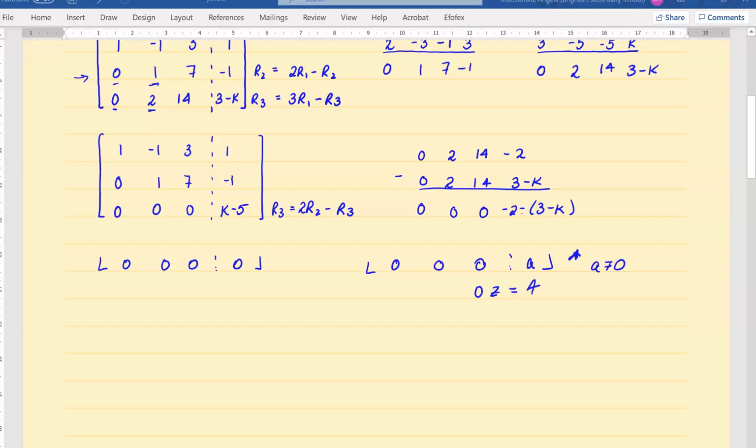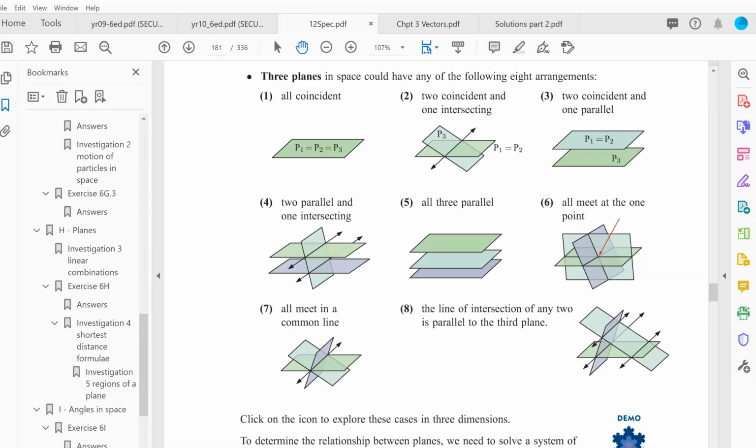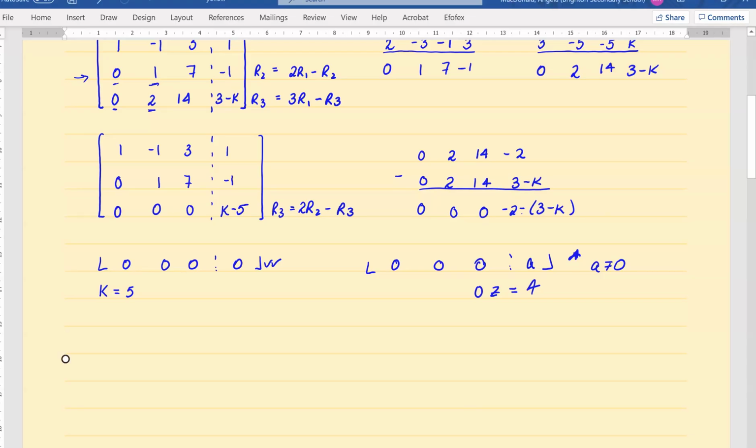All right. Now, however, when k does equal 5, what happens is we've got this situation going on here. Okay, and that's when we get infinitely many solutions. Okay, and again, what situation is that going to be? We've got non-parallel planes. So they're not parallel, but they will meet in a common line. So it's this one here with 7. Okay, so let's get our solutions here.